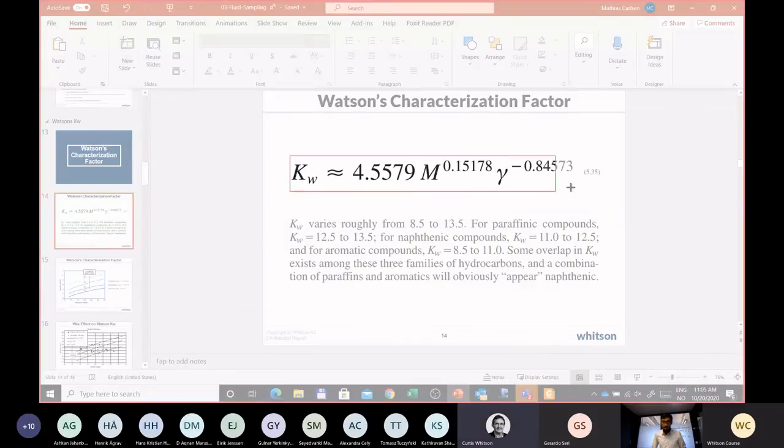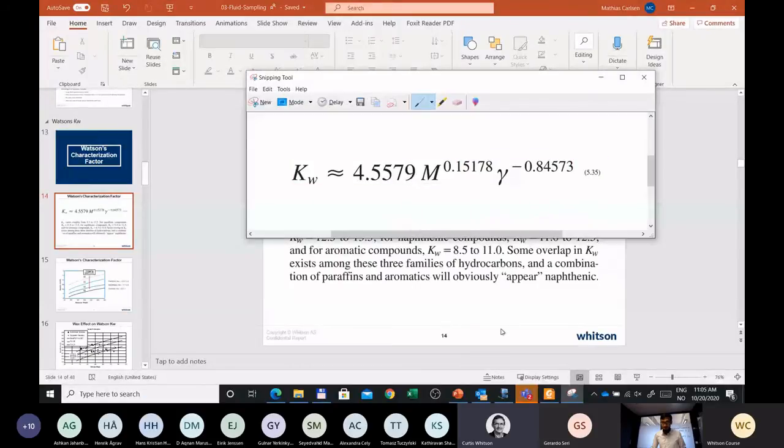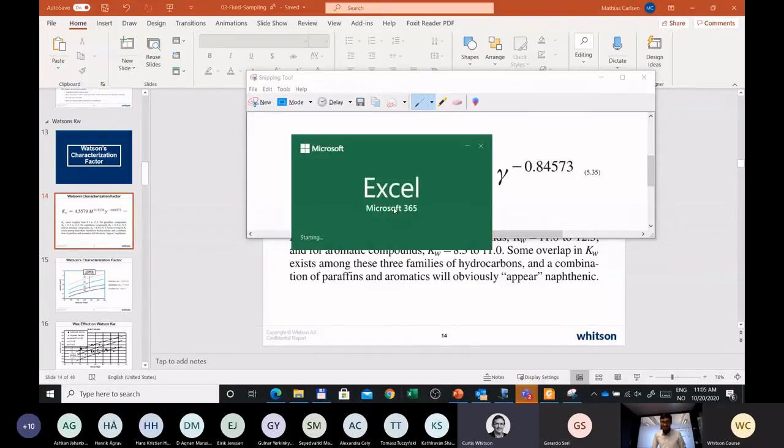What was that? The Watson characterization factor equation, Curtis. Oh yeah, it's burned into my brain, but you don't want that being there. Yeah.